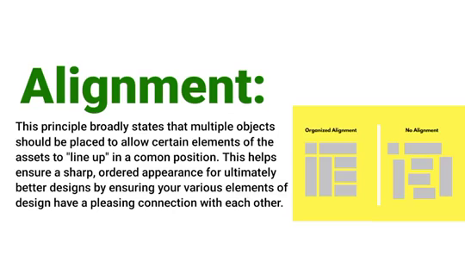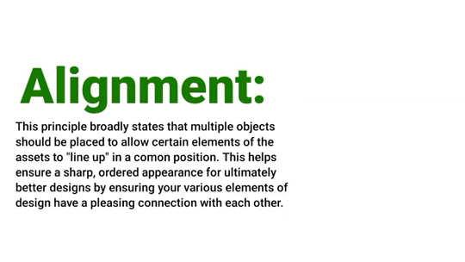You don't just come and put some elements in the right and put these ones in the center. For example, you put a text in the center, another text in the left, and another text in the right. So there won't be alignment, and this is just an example. You can see that here there's alignment, meanwhile in this one there's no alignment, because something is fishy here and you can see it. That's the principle of alignment. It helps to ensure a sharp, ordered appearance for better designs, by ensuring your various elements of design have a pleasing connection with each other so that they won't be scattered. So that's the alignment principle for you.